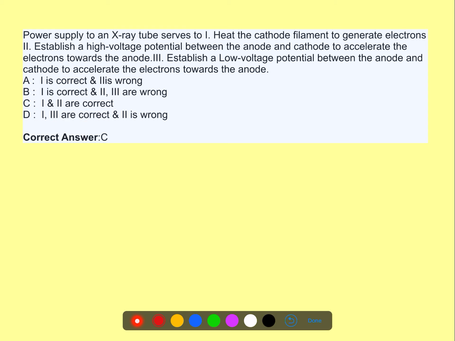These are the statement questions. They are given 3 statements. The first one is heat the cathode filament to generate electrons. Yes, we have to heat the cathode filament to generate electrons. Establish high voltage potential between anode and cathode, accelerate the electron. Yes, we have to establish the high voltage potential such that the electrons from the cathode will accelerate towards the anode. And the third statement is low voltage potential between cathode and anode. No, because this low voltage potential will not accelerate the electrons towards the anode. So hence it is wrong. So only options 1 and 2 are correct.